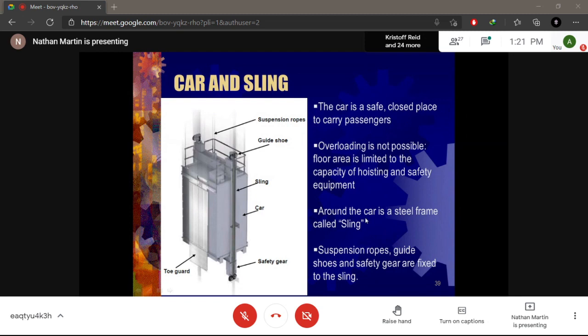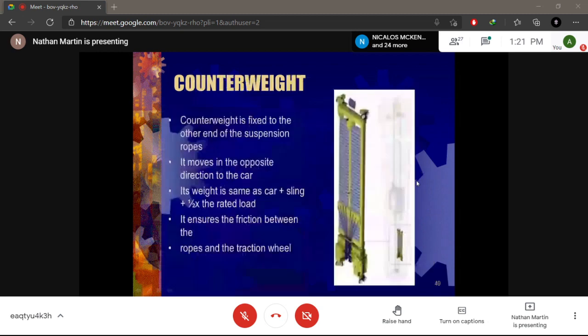Now, around the car is a steel frame called the sling, right, which you know about, and the suspension ropes, guide shoes, and safety gear are fixed in the sling, right? So the elevator can move freely up and down. Now, your counterweight system, the counterweight is fixed to the other end of the suspension cables, right? And this is how your modern counterweight will look. Even though it looks like this, guys, it's very heavy, right? It moves in the opposite direction to the car.